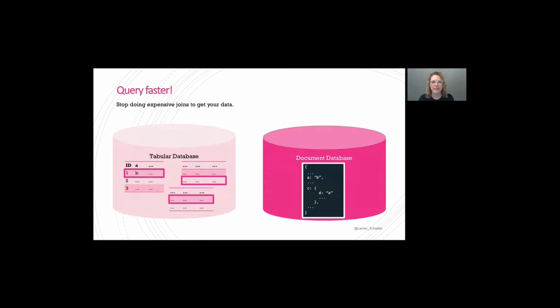All right, query faster. Your queries will typically be faster with document databases. Let's examine why. Even in our simple example that we worked through earlier, where we modeled Leslie's data in both tables and documents, we saw that her information was spread across 3 tables. Whenever we want to query for Leslie's information, we're going to have to join those 3 tables together.